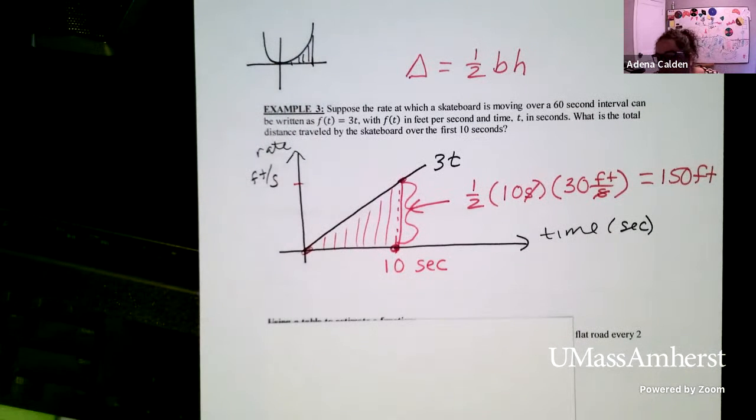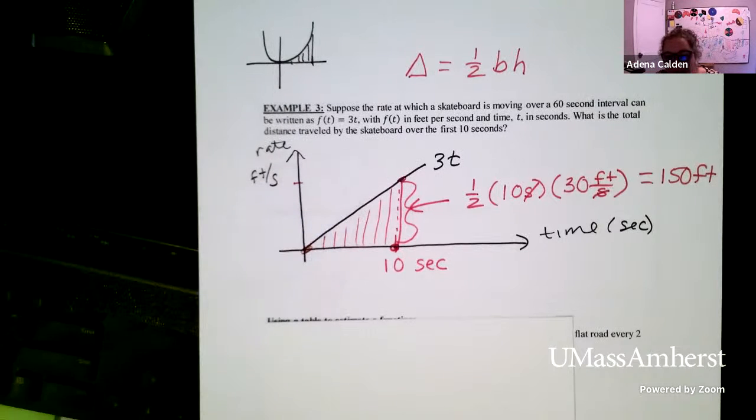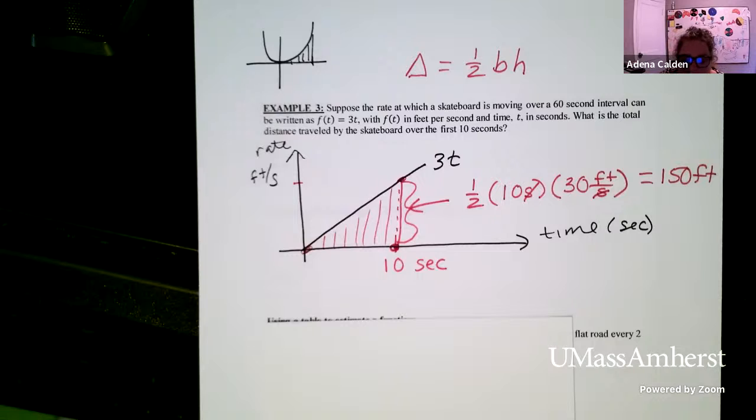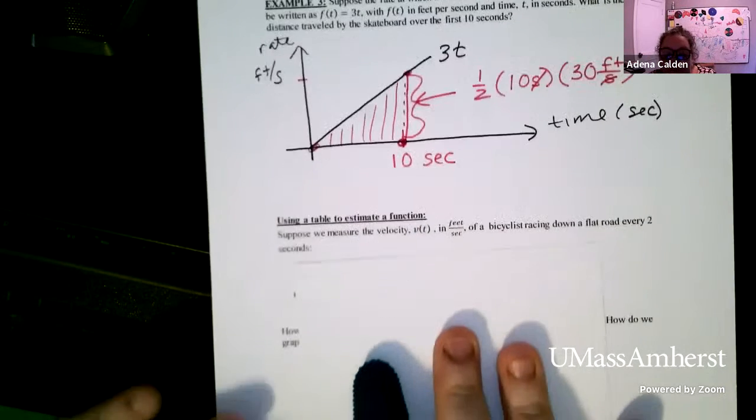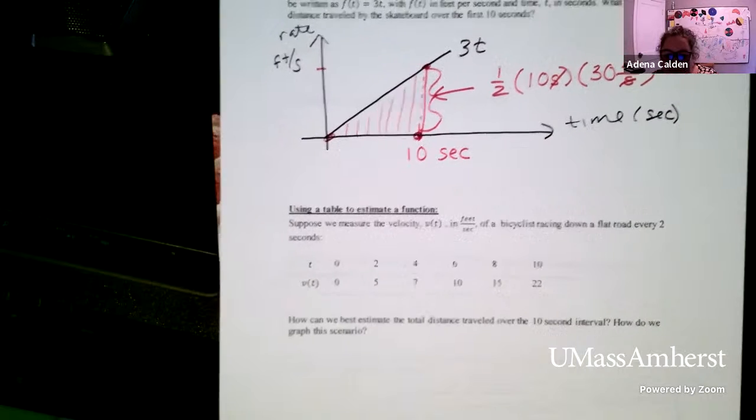Okay, so we are now moving from doing things algebraically to representing them graphically to help us understand this area. In order to do this, we have to take a step back to understand how we are going to use these rectangles to approximate these types of things. And the easiest way to start this is by thinking about data in a table. So let's check out this scenario here.